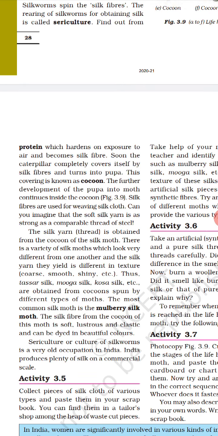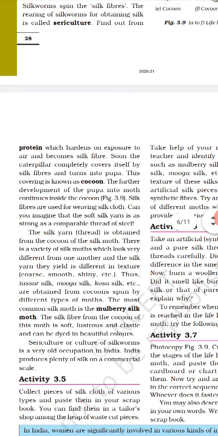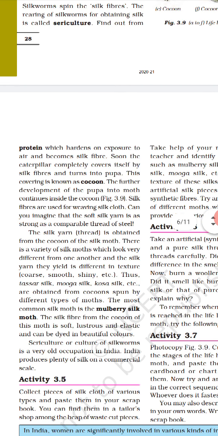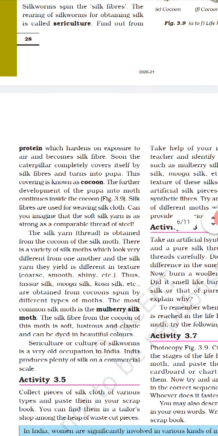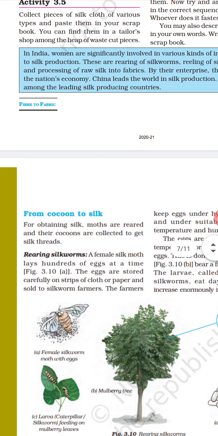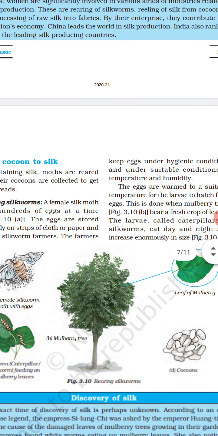Thousands of eggs laid by the female silk moth are stored carefully on strips of cloth or paper and sold to silkworm farmers. The farmer keeps the eggs under hygienic conditions and under suitable conditions of temperature and humidity.